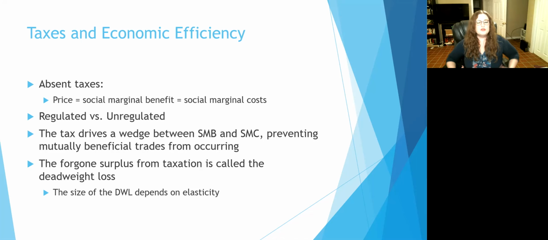It prevents mutually beneficial trades from occurring because the ones that were right on the cusp, the ones that were very, very close to not being able to be afforded or not coming together, they're going to be the ones that are more likely to shift away, or the more price sensitive people are more likely to shift away.